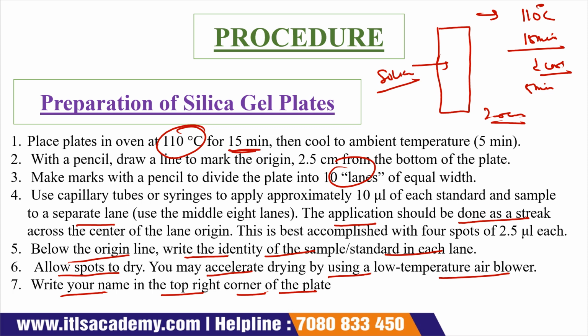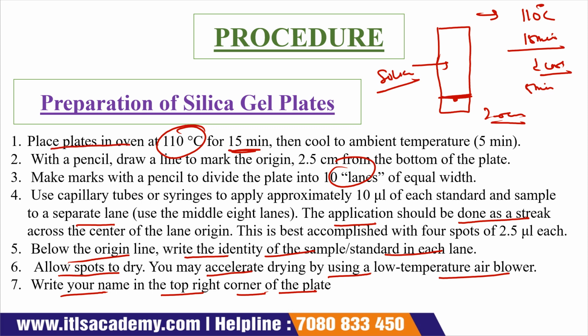Then from the bottom you have to make one line above, 1 centimeter from the end of the plate, and here you have to put a sample, that is 10 microliter, and then you have to put this plate inside a solvent. Now see what is written in the slide.